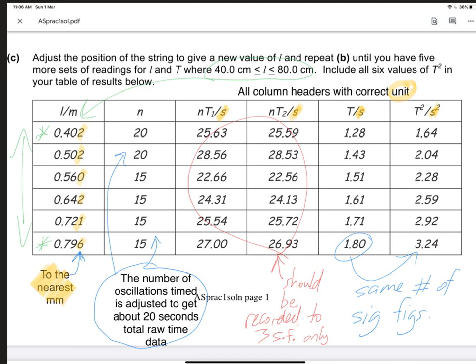The last thing to notice is that every single column heading has the correct unit specified next to the quantity.